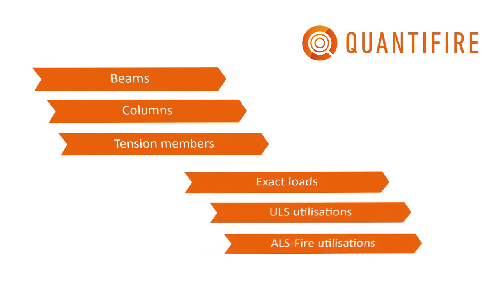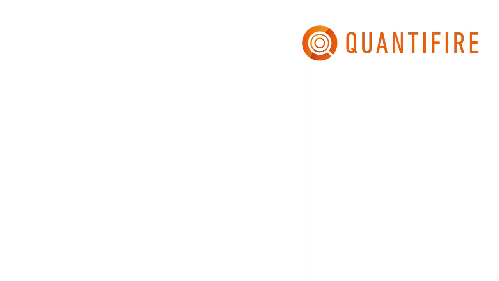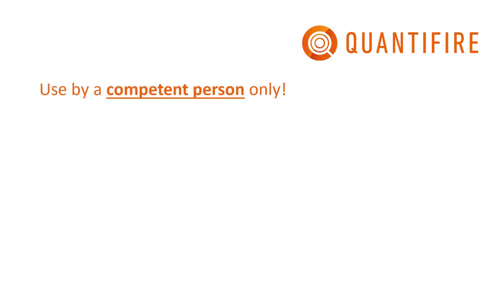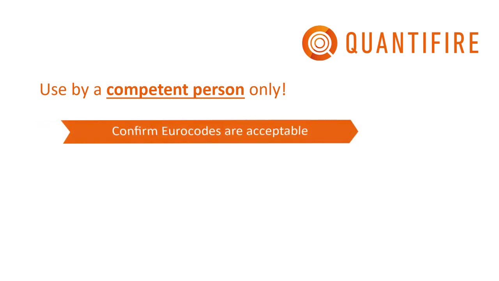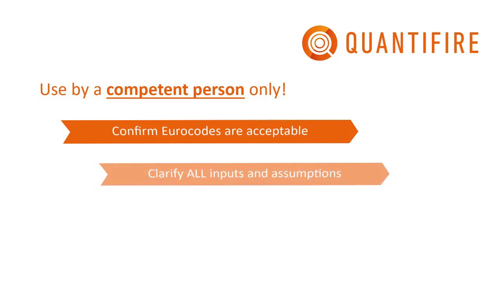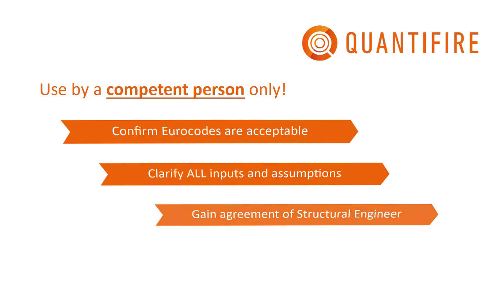The calculator should only be used by a competent person. Any estimate that uses this approach should always confirm that the Eurocodes are considered acceptable on the project, clarify all inputs to the project design team including any conservative assumptions, and ensure that the structural engineer is in agreement together with the approving authority and any associated stakeholders.